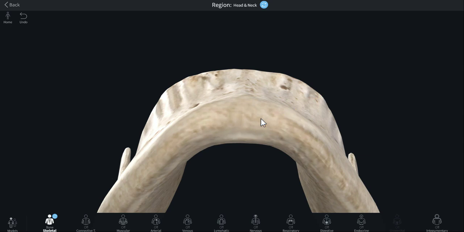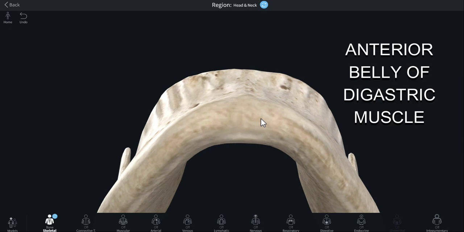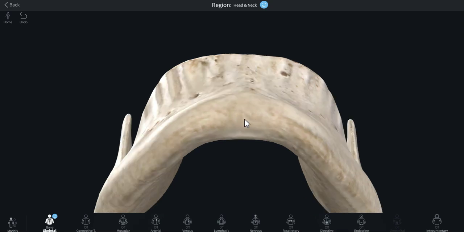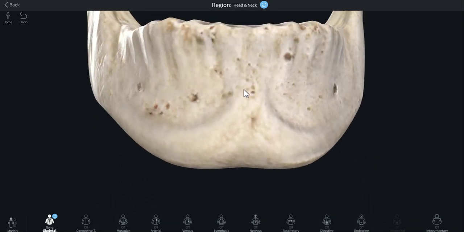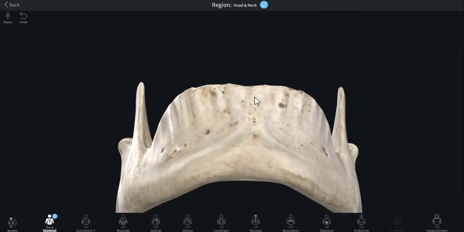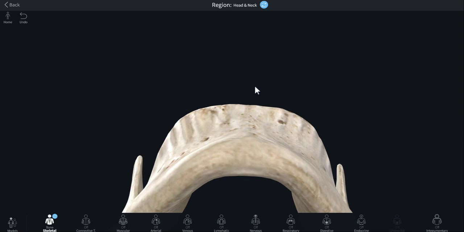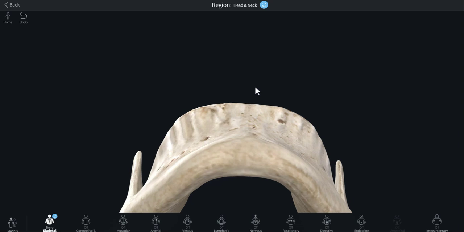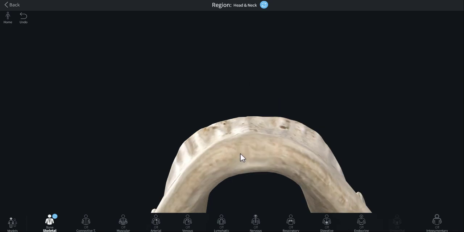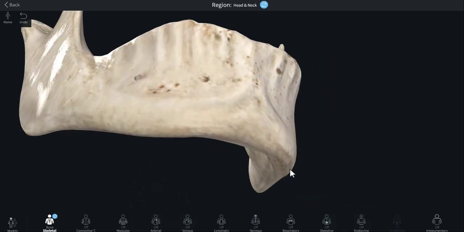Digastric fossa. Why so? Because they provide attachment to the anterior belly of the digastric muscle. Again, something which we will be covering in detail later. All right. So the digastric fossa provides attachment to the anterior belly of the digastric muscle. And how many fossa are there? How many digastric fossa? Two. See, the hint is already there in the name, there are two. So two digastric fossa are there in the anterior most part of the base of the mandible.